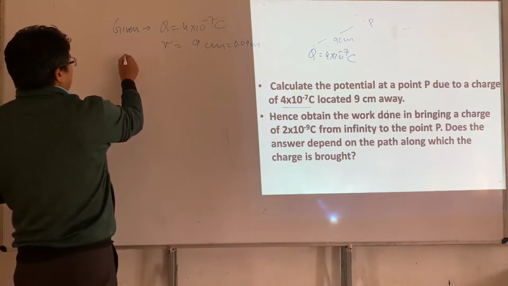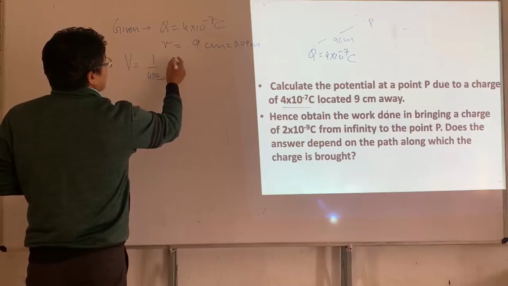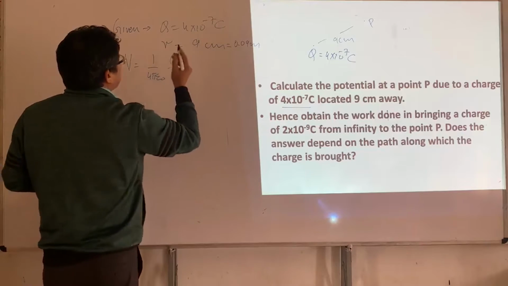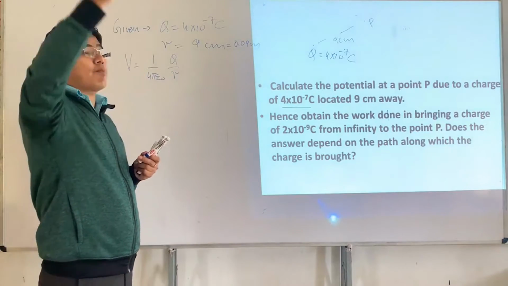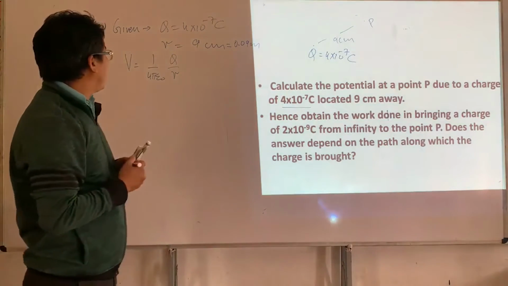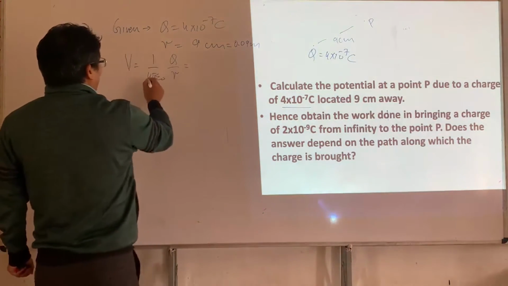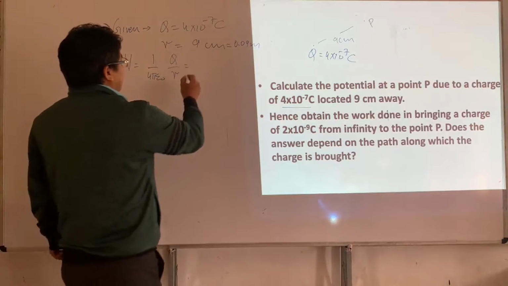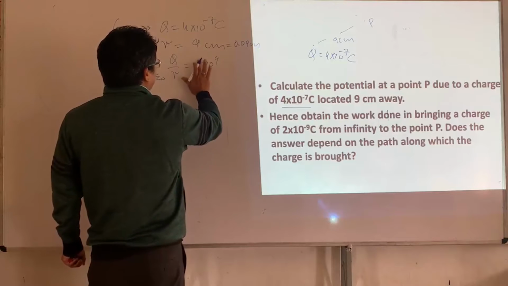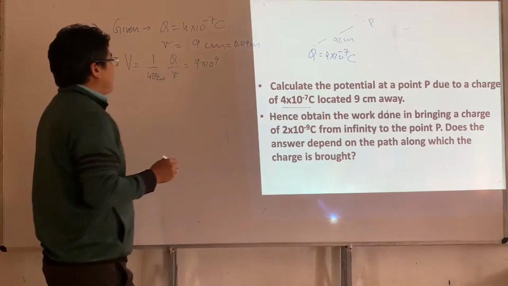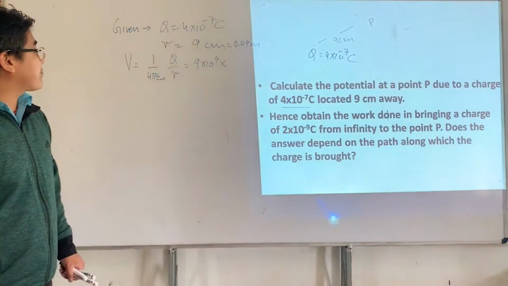And now, what is potential? The potential is given by 1 by 4 pi epsilon naught Q divided by R. The definition of potential is the work required to bring a unit positive charge from infinity to point P. This is the formula. And now, what is 1 by 4 pi epsilon naught? Its value is 9 into 10 to the power 9. The value is given; you don't need to remember it. I'm not going to write units.